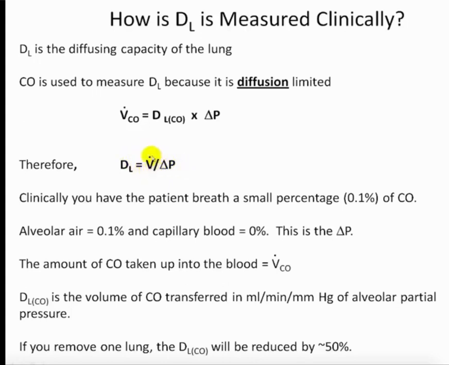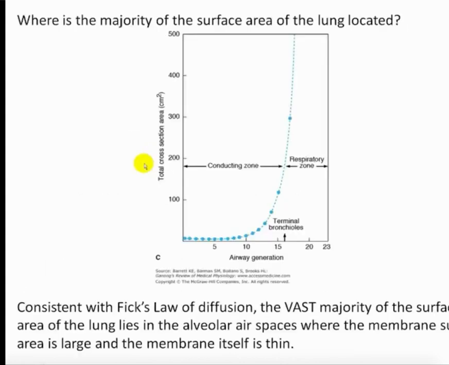And by that, V dot being reduced by 50% means DL will be reduced by 50%. So again, DL is the diffusion capacity of the lungs, and it should be a specific normal clinical value within a certain range for a particular gender and age. What you're looking for is a normal value. And if for whatever reason that value is less, that essentially means the flow was significantly less at a fixed delta P. And if the flow is less, it has to be due either to an increase in thickness or a decrease in surface area.